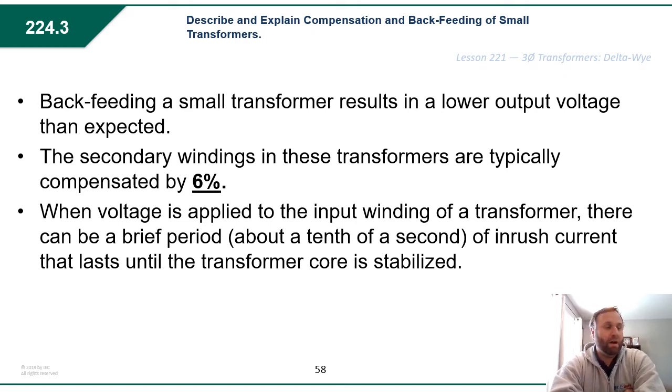So that means without a load attached to the secondary side of this transformer, I would have 6% more volts than the rating tells me I should. That being said, if I backfeed a transformer like this, I'll have 6% less volts through the backfeed. If I attach primary to my secondary and secondary to my primary, backfeed the transformer, expecting to get a higher voltage, I'll have actually 6% less than I anticipate.